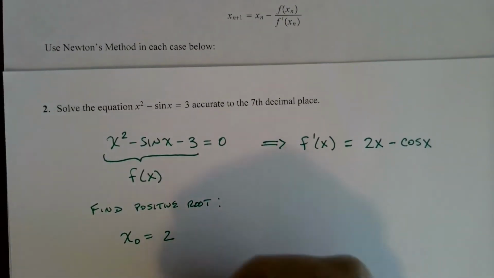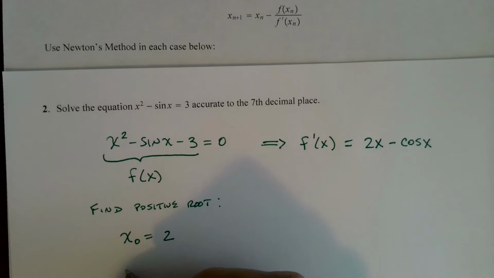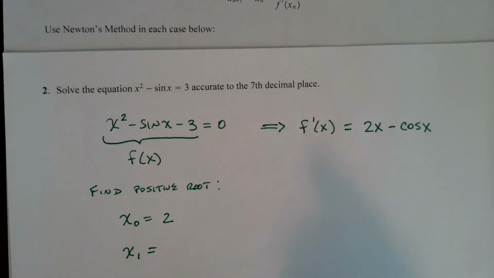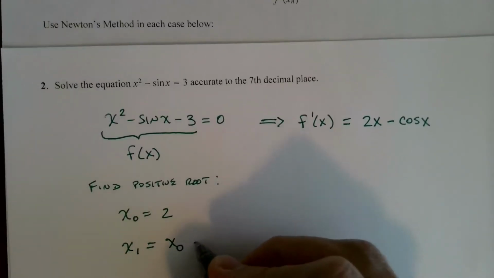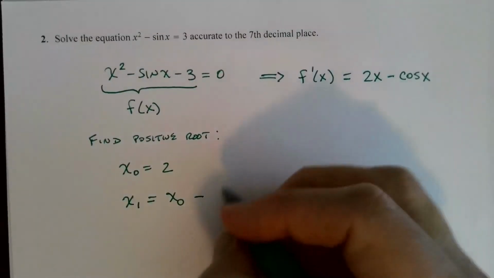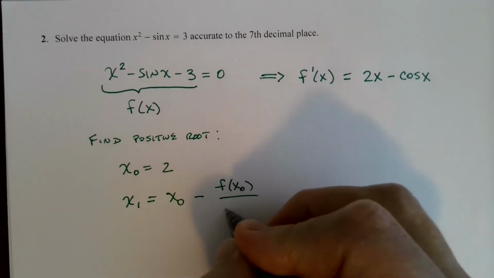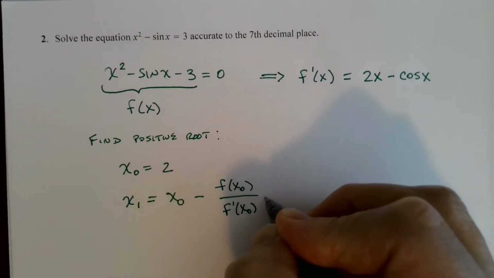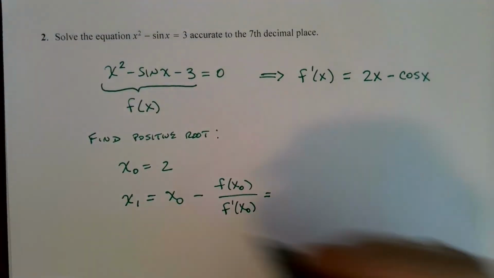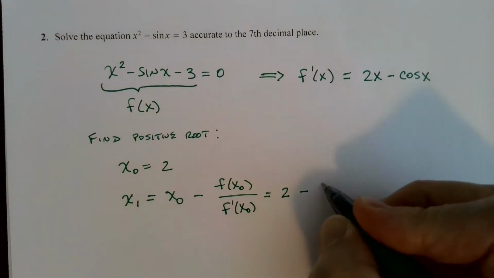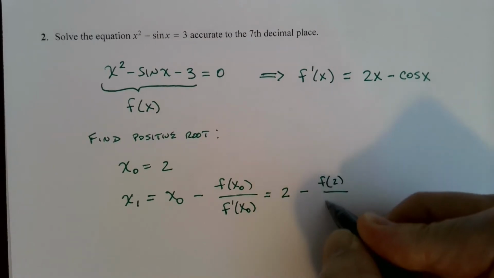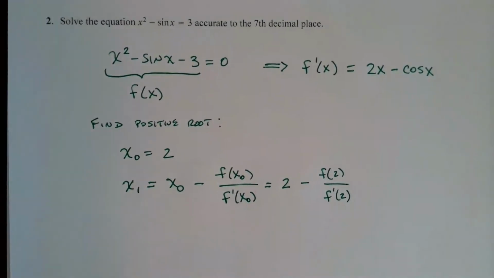Okay, and so what's x of 1 going to be? It's x of 0 minus f of x of 0 over f prime of x of 0. Right. Okay, and what's x of 0? It's 2, so I can plug in 2 minus f of 2 over f prime of 2. Okay, so what I'm going to do is use my calculator to do these approximations, these iterations each time, like I showed in the video last time.